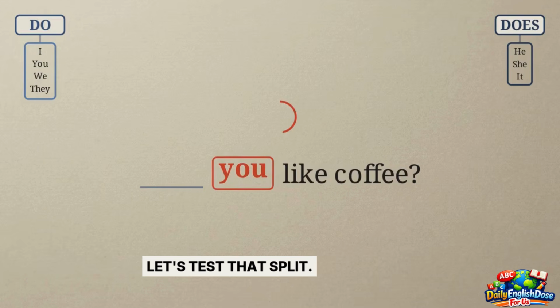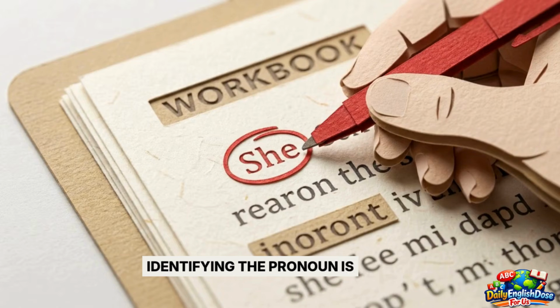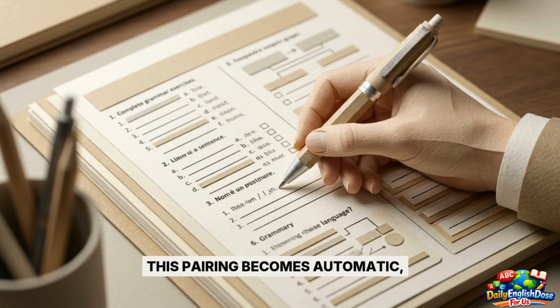Let's test that split. Blank you like coffee. Because the subject is you, the helper must be do. Identifying the pronoun is the first hurdle in the process. Once this pairing becomes automatic, it dictates how the rest of your present tense inquiry is built.